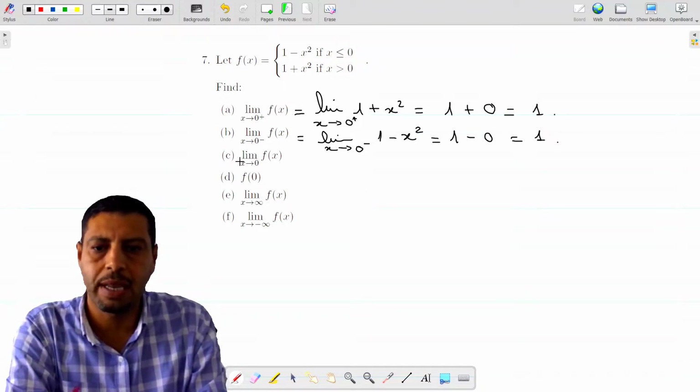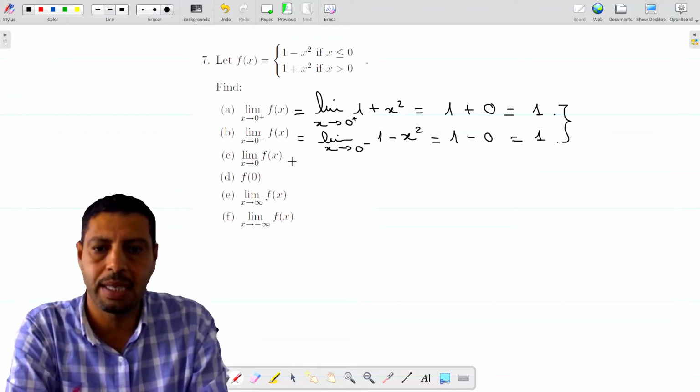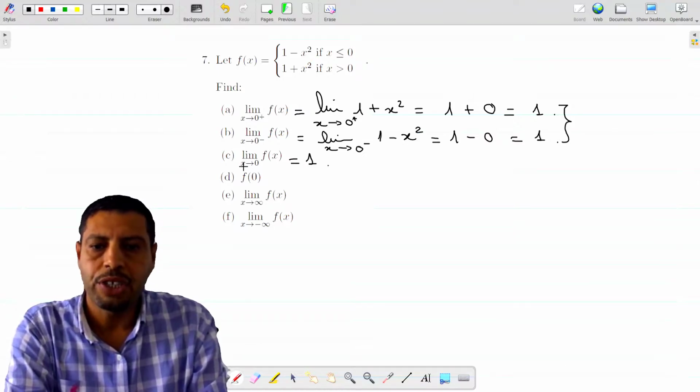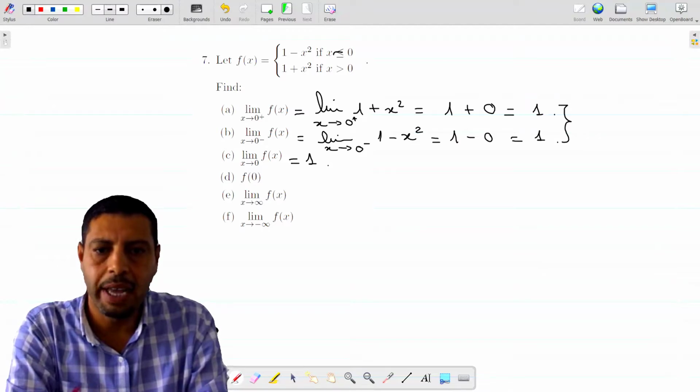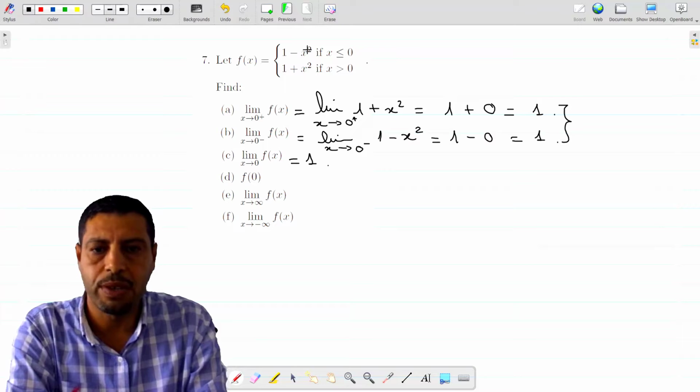Now, the next question is about the limit as x approaches 0. Here, we have already computed the one-sided limits at 0 plus and 0 minus, and they are equal. Since they are equal, the limit here at 0 exists, and it's equal to this common value, which is 1. Okay? Now, the question is about f of 0, not a limit, but the value of f at the point x equals 0. And as you can see here, we have less or equal. It means that you have to consider the first expression to compute your f of 0. So we compute f of 0 using the first expression here, 1 minus x squared. So at 0, it gives 1 minus 0 squared, which is 1.